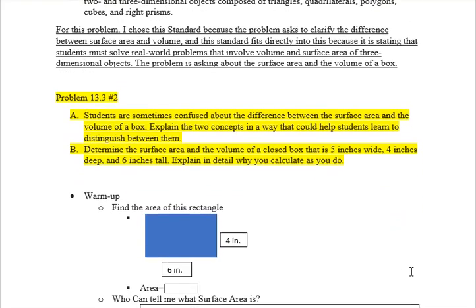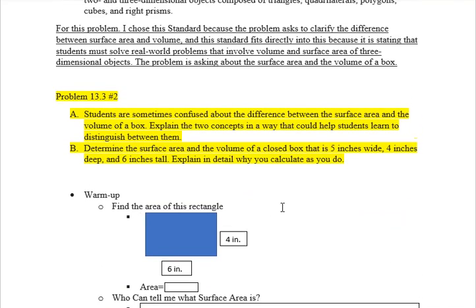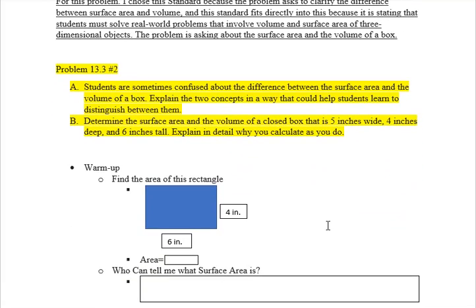So for starters, a warm-up we're going to do is find the area of this rectangle. 6 times 4 is how you find the area because it's length times height. 6 times 4 is 24. Awesome.